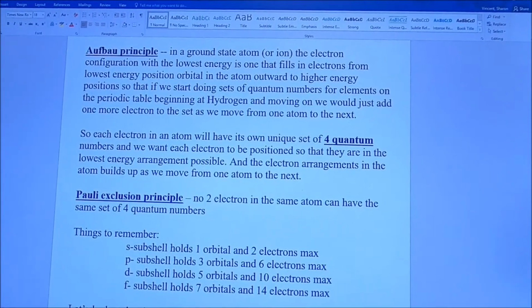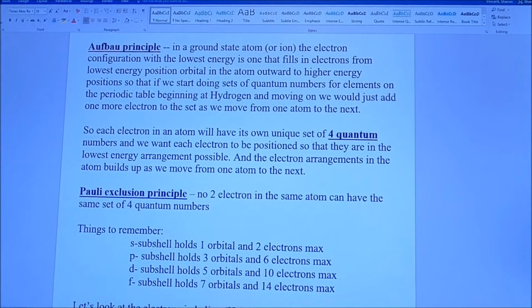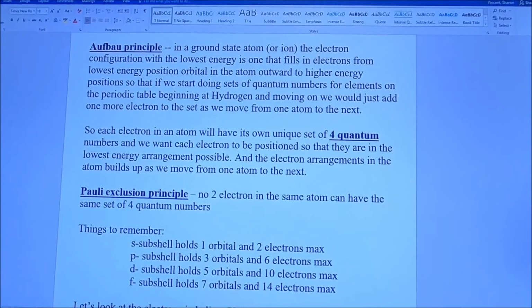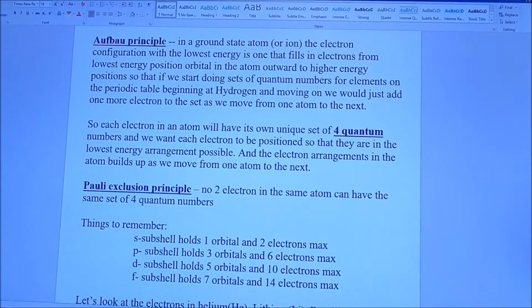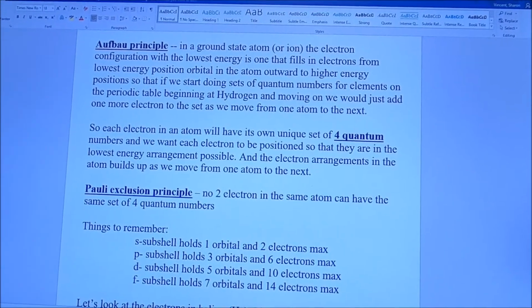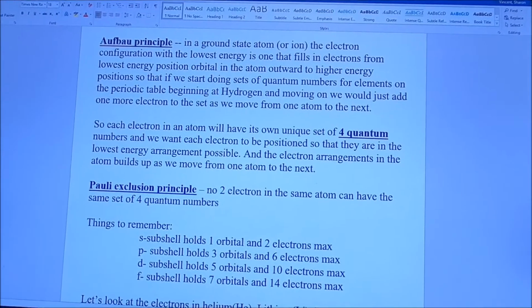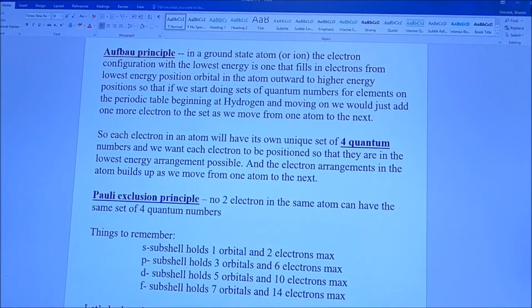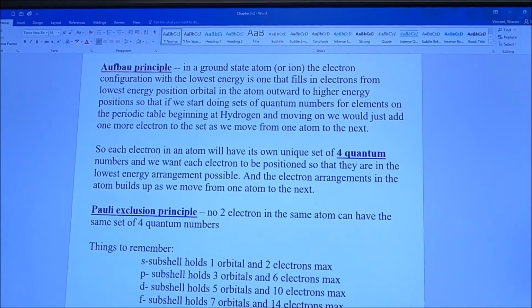Each electron in an atom is going to have its own unique set of 4 quantum numbers. We want each electron to be positioned so that they're in the lowest energy arrangement possible, and the lowest energy arrangement possible means that we just add up.